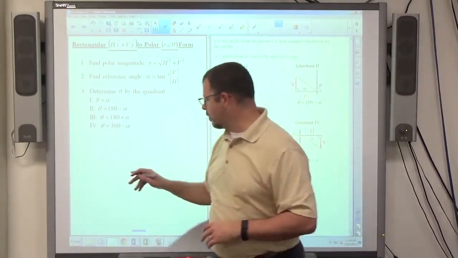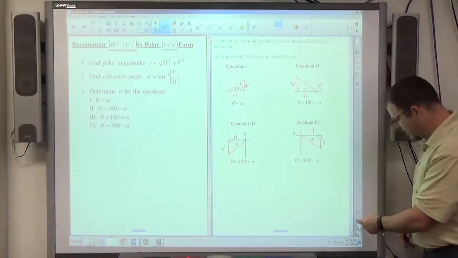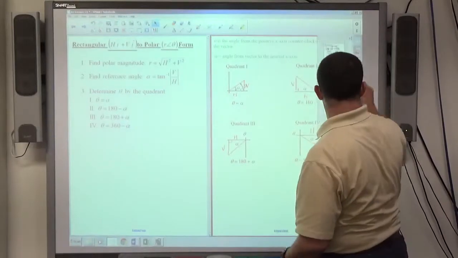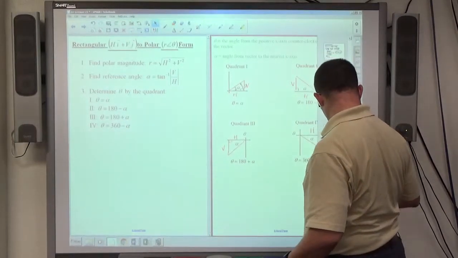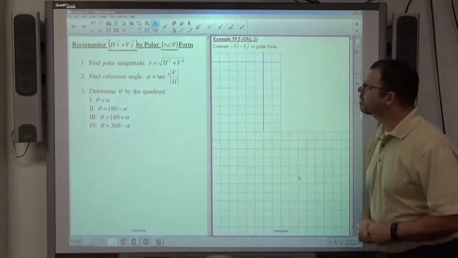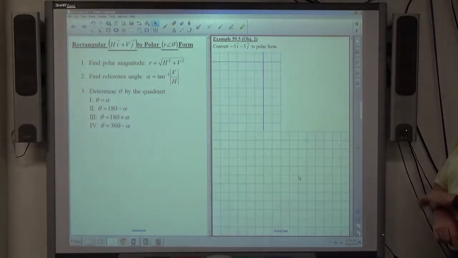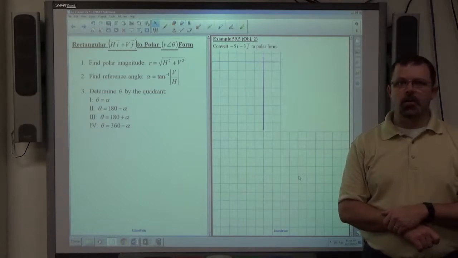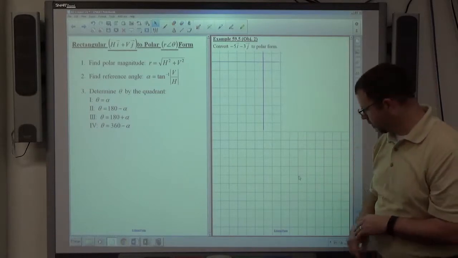So let me show you an example. Let's look at example 5 just to see this. We'll see this process go all the way through. I'm going to rearrange some pages here. All right. Negative 5i minus 3j to polar form. We're going to use that technique right there to do this, and I'm going to show you step by step how to do it. If you believe in the technique and you do it correctly, you're going to get the right answer.